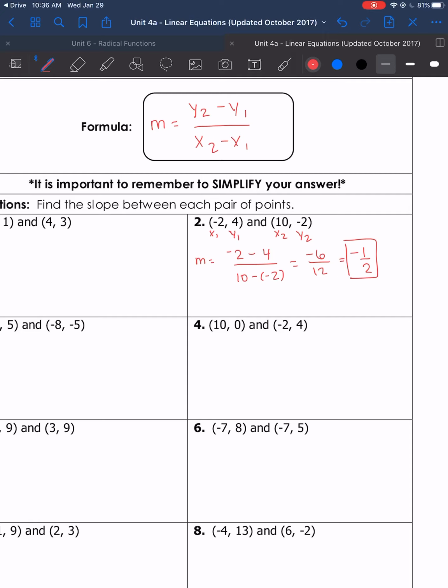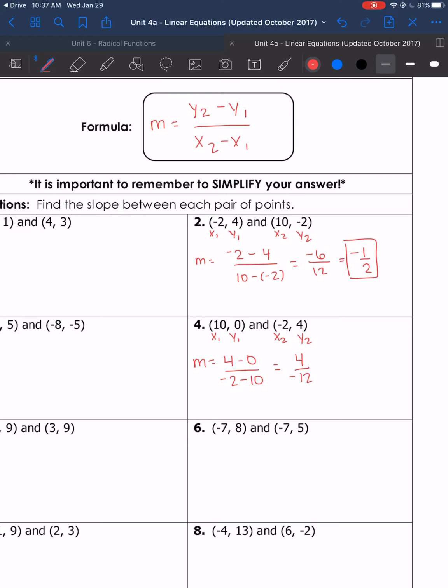And then for number 4, I'm going to label my points. I have x1, y1, x2, y2. And then I'm going to plug them in to my formula. So 4 minus 0 over -2 minus 10. So 4 minus 0 is just 4. And -2 minus 10 gives me a -12.